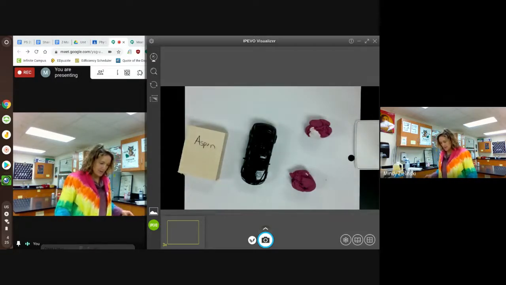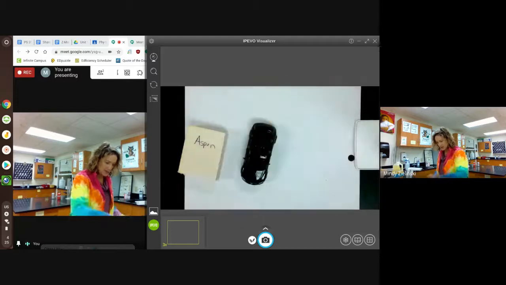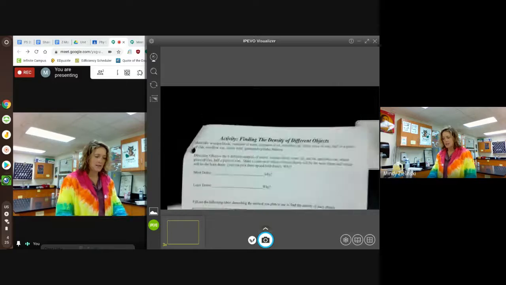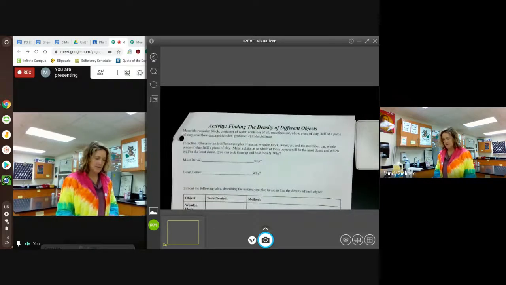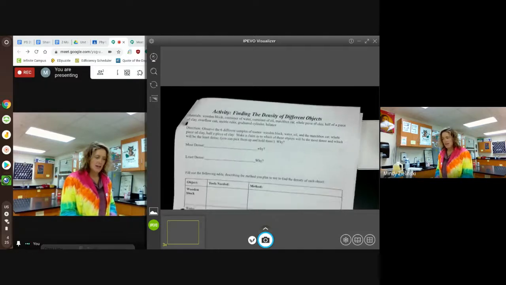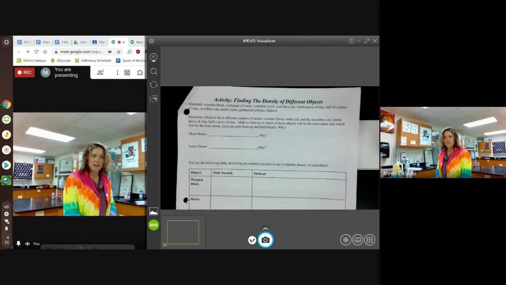So before you ever start, we want you to do some guesstimating. On here, we want you to estimate which of these items you think is going to be the most dense. They're listed there again: the wooden block, the water, the oil, the matchbox car, the whole piece of clay, or half a piece of clay. Which one do you think will be the least dense? And then try to explain why.